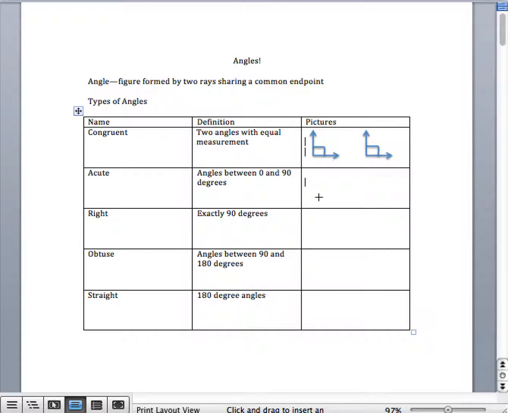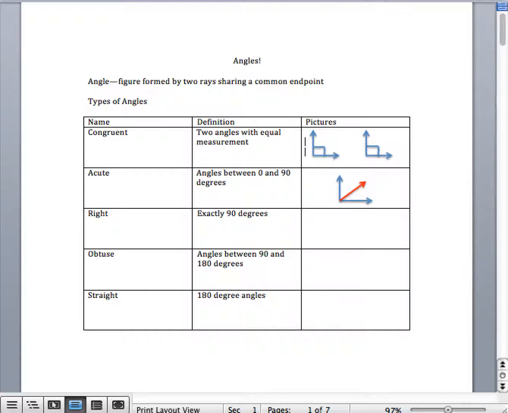So let's start with a 90-degree outline. That way we can get a good idea. So here's our 90-degree outline. An acute angle is going to be anywhere in this area between 90 degrees and 0 degrees. So it could be 1 degree, it could be 89 degrees, just anywhere in between. We'll go ahead and attempt to make a 45-degree angle right there. And we'll make it a different color just so it really stands out. So this would be considered an acute angle because it's between 0 and 90 degrees.